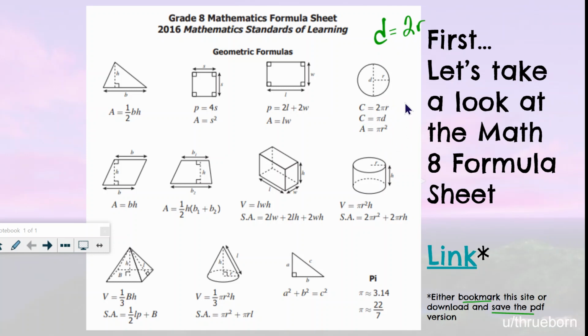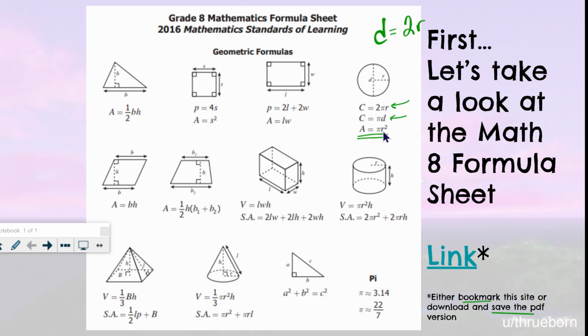It really just depends what you're given. If you're given the radius, I would use this one. If you're given the diameter, I would use that one. Notice for area, we are always using the radius. So if you're given the diameter, if you're finding area, the space on the inside, you have to cut that in half so that you can use it for the radius.